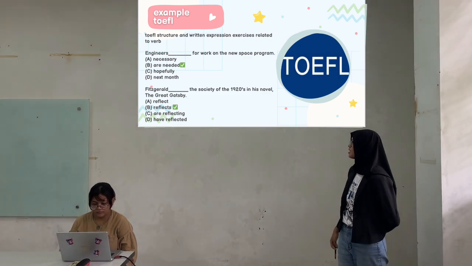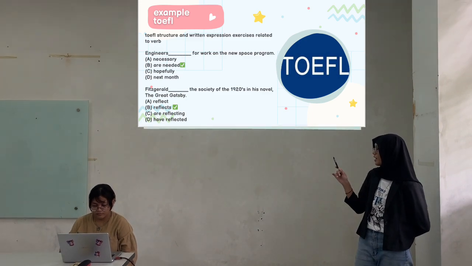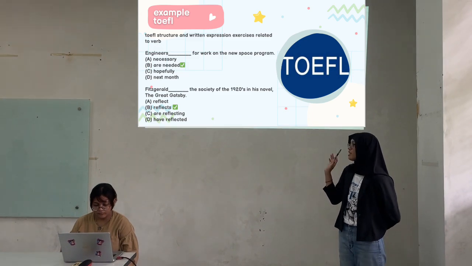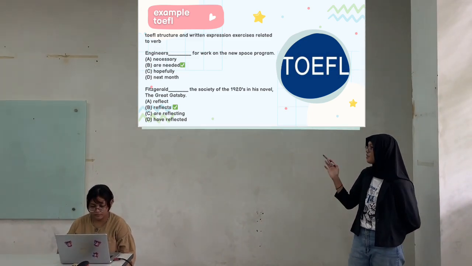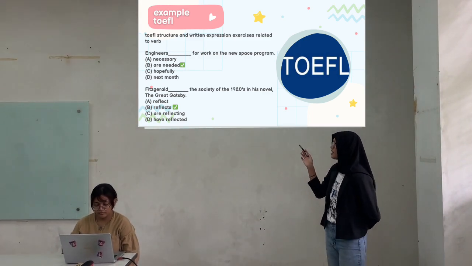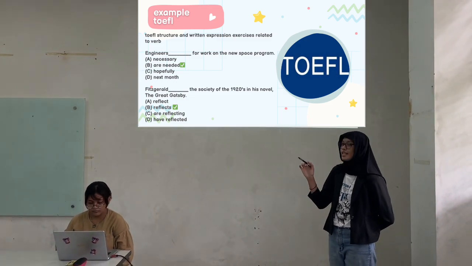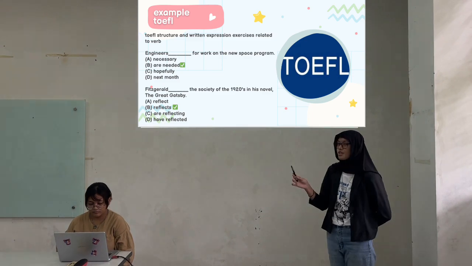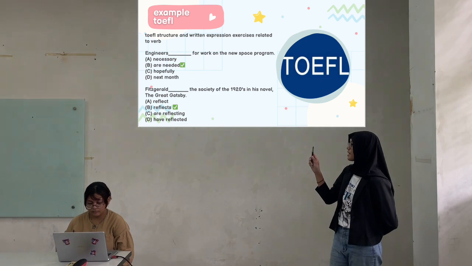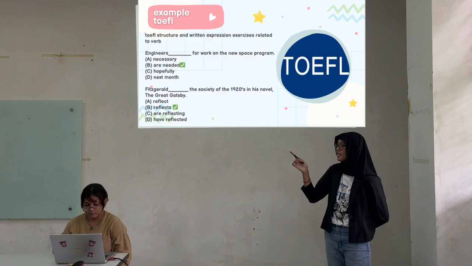And the next question: Fitzgerald blank the society of the 1920s in his novel The Great Gatsby. In this sentence, it already has a subject again, and the sentence has no verb in it, so we need to complete the verb. Fitzgerald is a singular noun, so the verb that follows it must be added with s or es. So the most correct answer is B, reflects, because the verb reflect must add s because the subject is Fitzgerald, which is a singular noun.